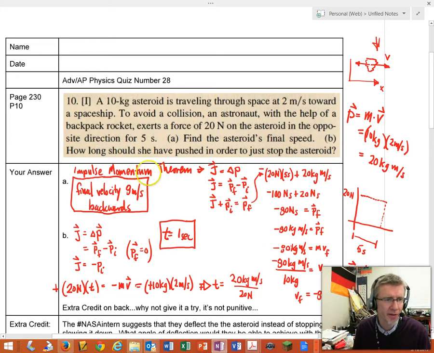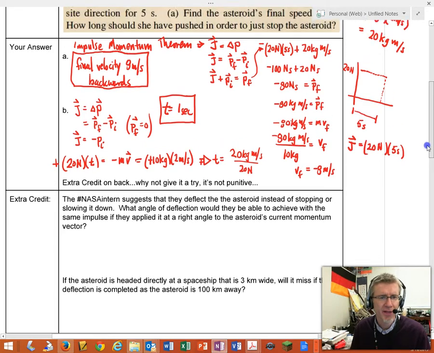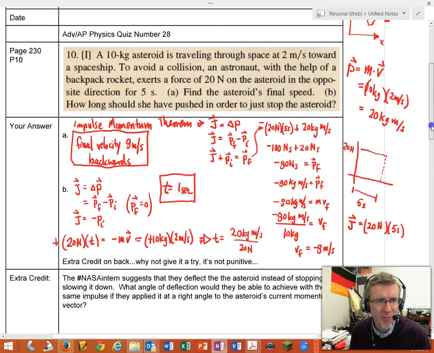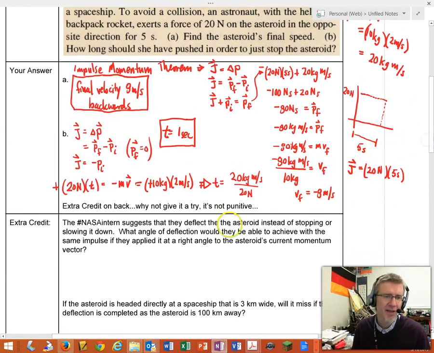We blew it for quite a long time. We fired this rocket and it totally reversed the asteroid. Then the question is, if you just want to stop it, maybe 1 second. Then the extra credit is like maybe you could get by even cheaper by just deflecting the asteroid. What would that look like? And so that's a hint for the extra credit.